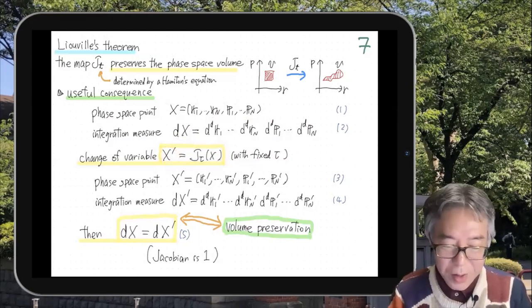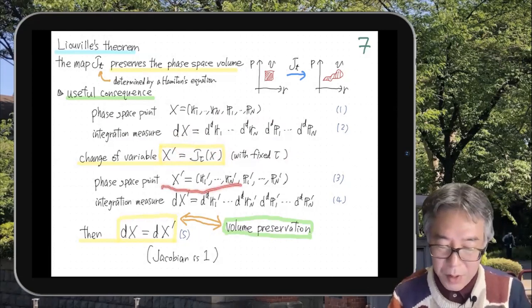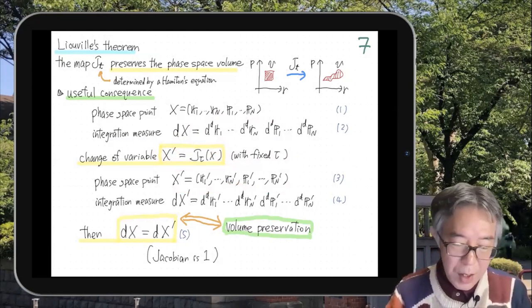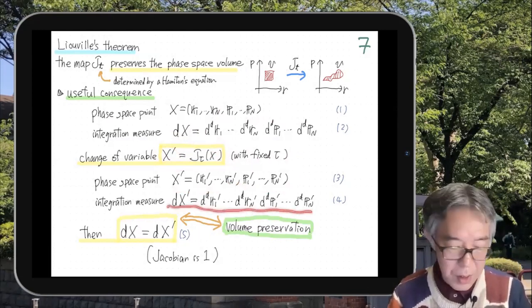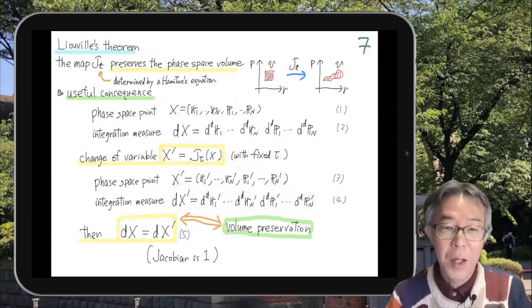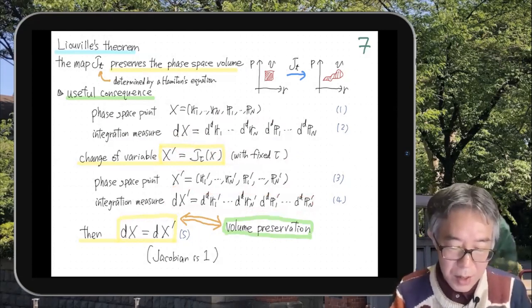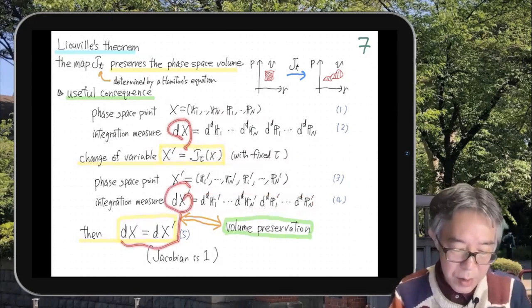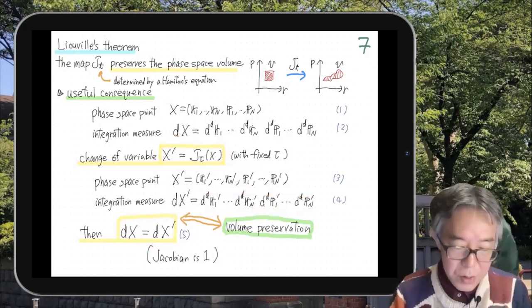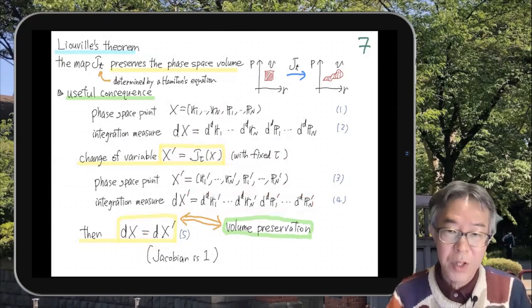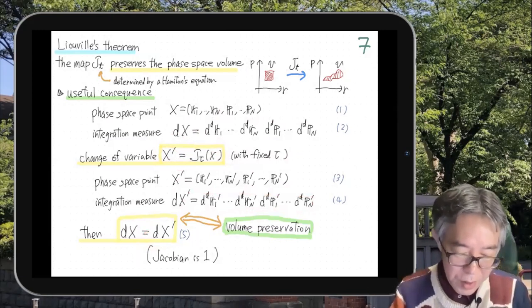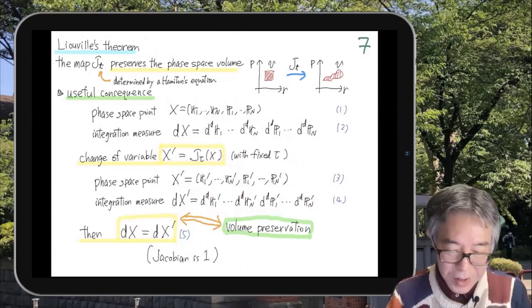Okay. And so now you can express the phase space point by using this new coordinate x prime, and you can also consider the corresponding integration measure dx prime. And what we want to say is that Liouville's theorem guarantees that this dx and this dx prime are the same. Of course, you want to have a Jacobian here, or you want to have a Jacobian if you're an American. Anyway, you want to have something here. And this tells you that the Jacobian happens to be 1.